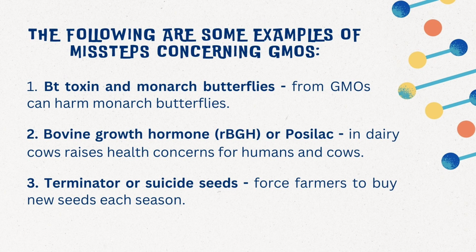Second, bovine growth hormone, or RBGH, or Posilac. Human abnormalities have been attributed to drinking milk from cows injected with RBGH. The milk contains high levels of a protein fraction called insulin-like growth factor 1, or IGF-1, which has been linked to the formation of breast, prostate, and colon cancers.